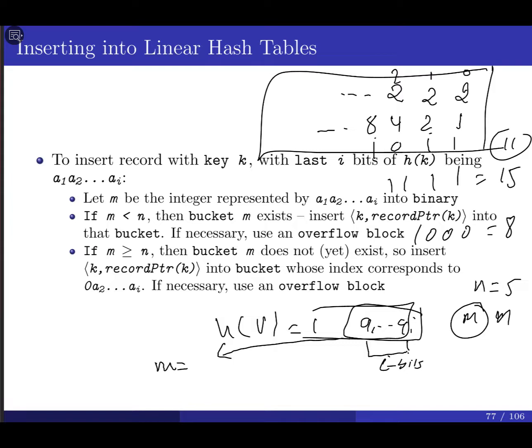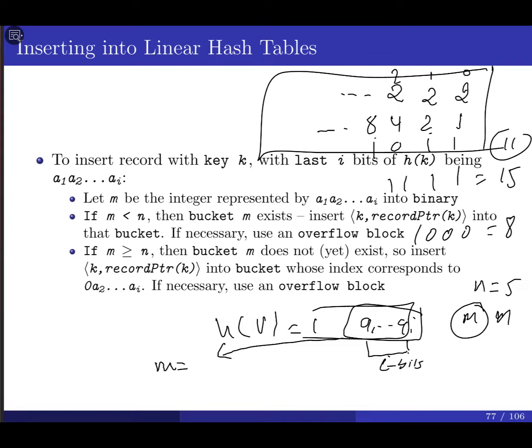So in this case, what I need to do here is modify m, flip the first bit from 1 to 0, in order to give me an index of an existing bucket. Then I follow this one and the entry is going to be stored in that bucket. You follow me? So it depends on the value of m.